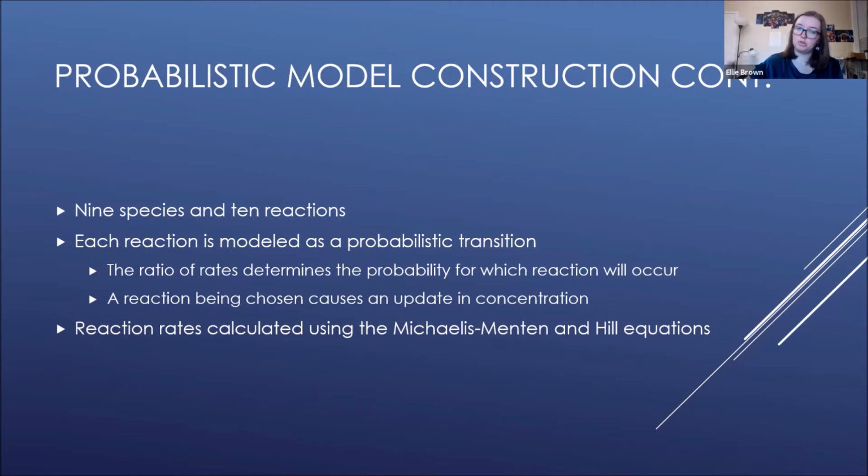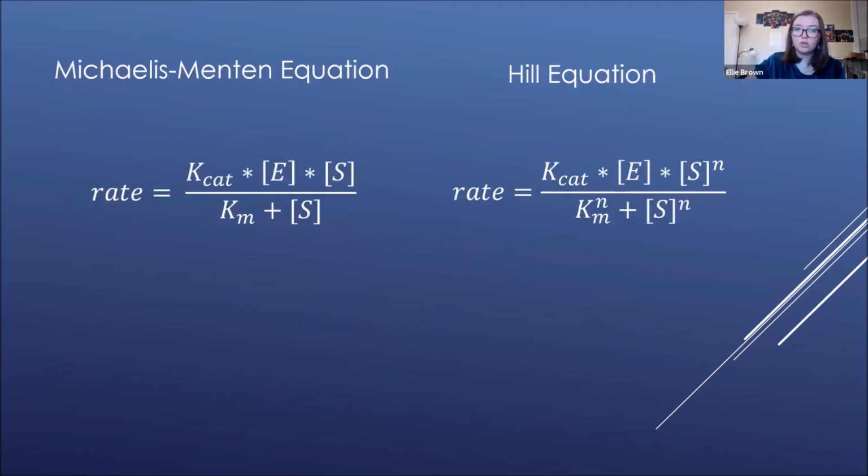And when a reaction is chosen to occur, it causes an update in the concentration. So 1 more molecule of this product, 1 less molecule of substrate. And the reaction rates are calculated using Michaelis-Menten and Hill equations, which are here. Michaelis-Menten is a very well-known kinetic equation. The Hill equation was used just for the enzyme DCS.